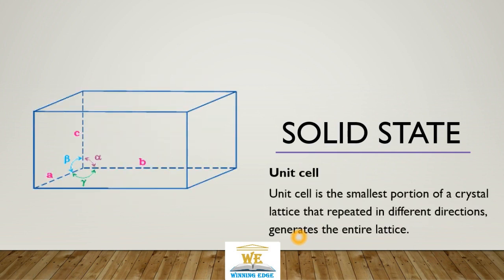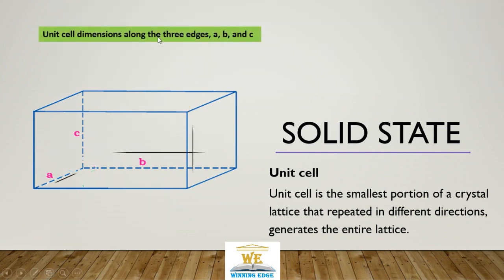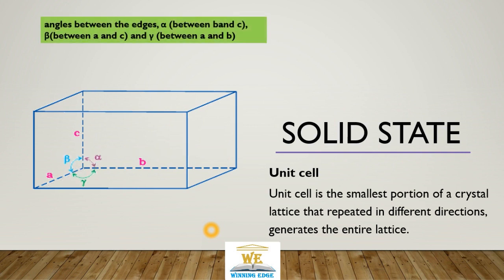Unit cell. A unit cell is the smallest portion of a crystal lattice that repeats in different directions to generate the entire lattice. For example, we have here edge lengths a, b and c. These are the usual dimensions, edge lengths, and here we have three angles.